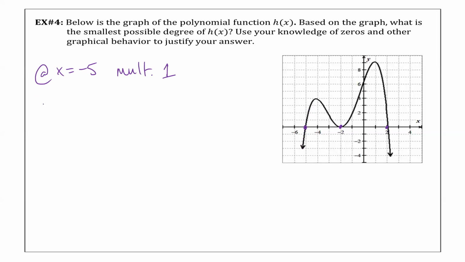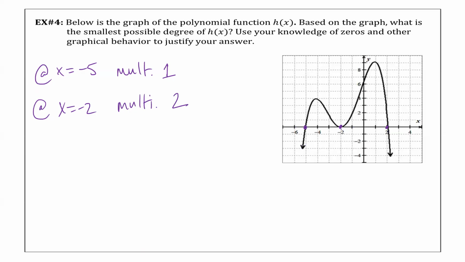Wait, why were the other ones 2? Like on the previous example. Okay, let me finish this one, then I'll go back to it. So next one's where? -2. What's the multiplicity there? 2.